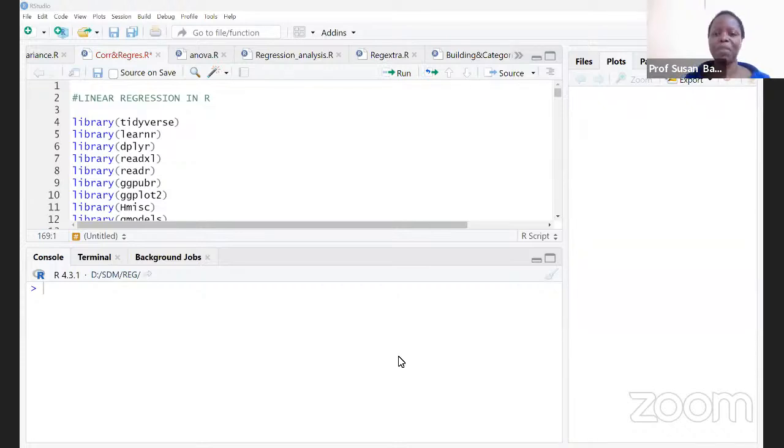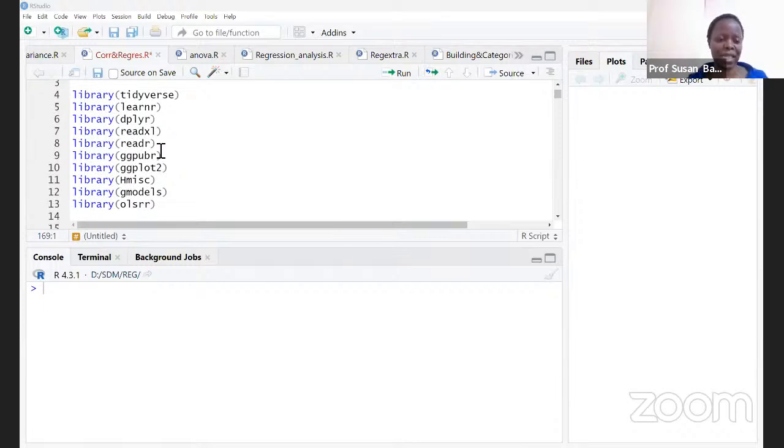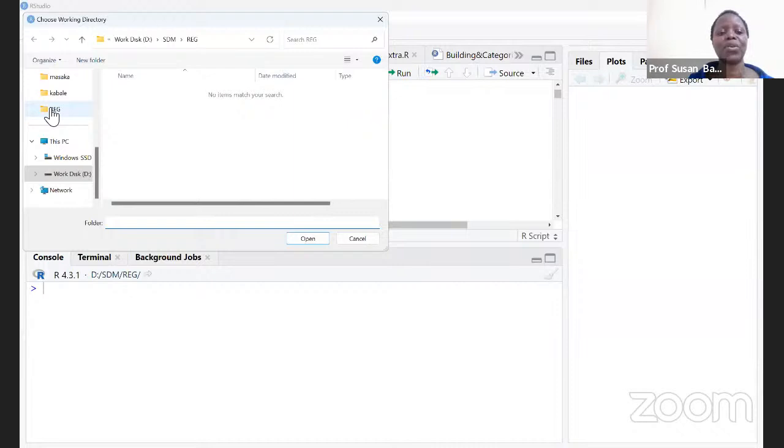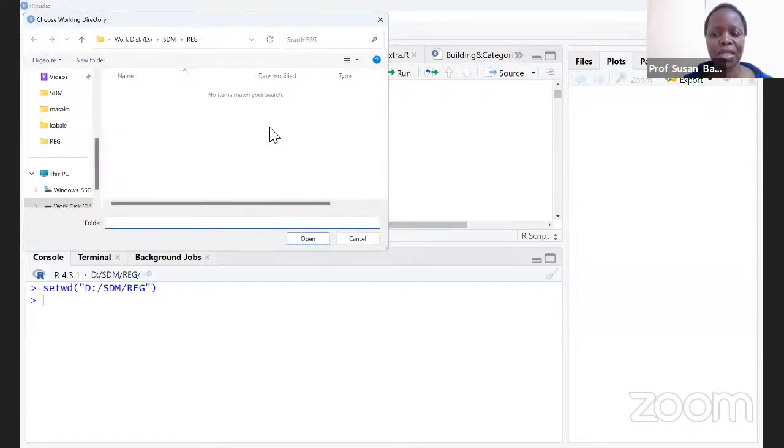Okay, ladies and gentlemen, I believe that you are all at this stage. You have this script, it is called co-plot and regression. I have several libraries I've included here. We have Tidyverse, LearnerR, Dplyr, ReadExcel, Reader. So let's set our directory. We go to Session, Set Working Directory, Choose Directory, and mine is here. It's called reg, and I do open. So it is Session, Working Directory, Choose Directory, browse to the directory where you put your day 3 material, and set that as the folder where the data is.